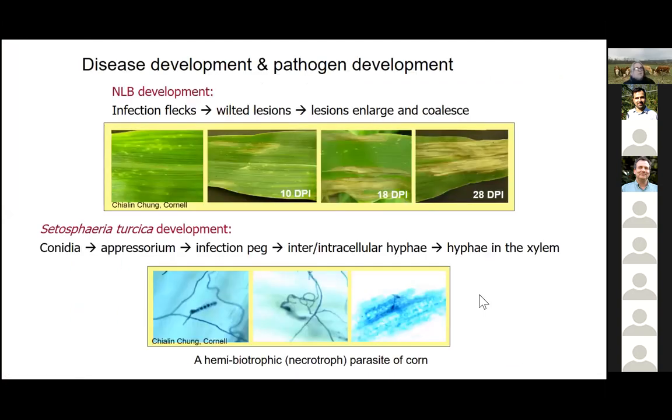Now let's get back to northern leaf blight. Northern leaf blight is a vascular pathogen, and it's a very nice pathogen to look at lignin in because it does target the xylem. It starts with infection. Once it's infected, you have these infection flecks, wilted lesions. They enlarge and coalesce to become these big lesions. And you can see there's a spore producing episorium and infection in the leaf.